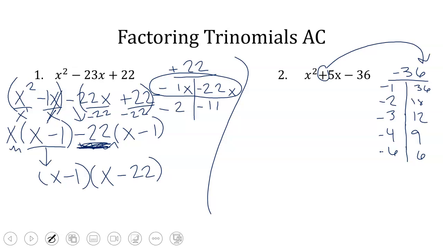So now let's find positive 5. From our list, which ones add up to positive 5? 9 minus 4 is positive 5. So that is going to be my new x. So put your x behind those numbers. So instead of positive 5, we are going to write our two new numbers. So x squared minus 4x plus 9x minus 36.